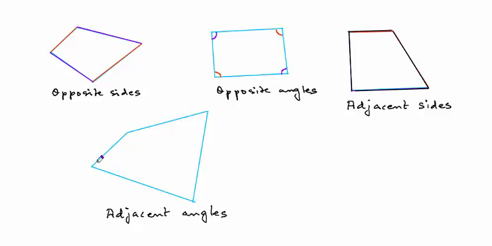This angle and this angle are adjacent angles, and so are this and this. And let's not forget, this angle and this angle also form a pair of adjacent angles, and so do this and this. Just like the sides, the opposite angles lie opposite, but the adjacent angles lie next to each other, just like the adjacent sides. There are a few special types of quadrilaterals you want to know about.